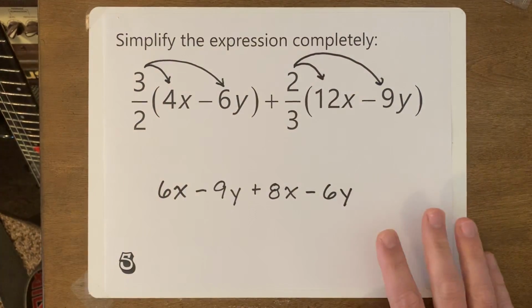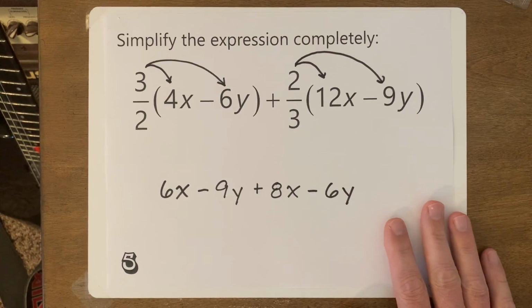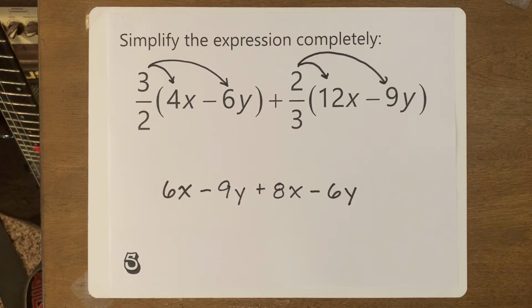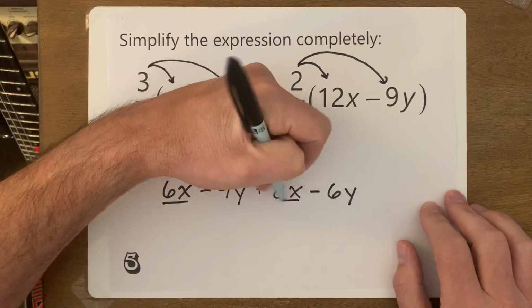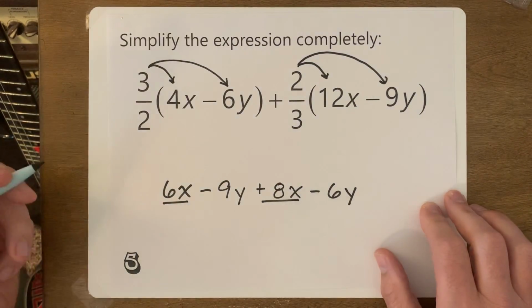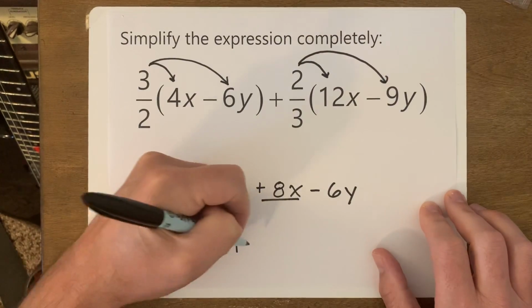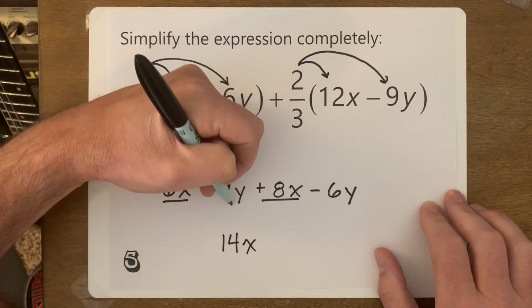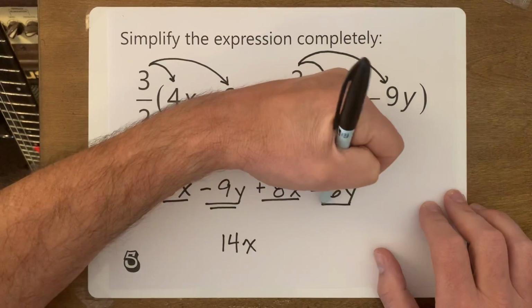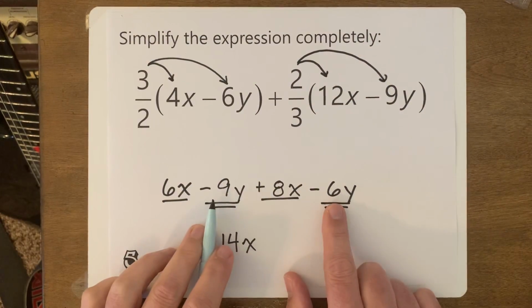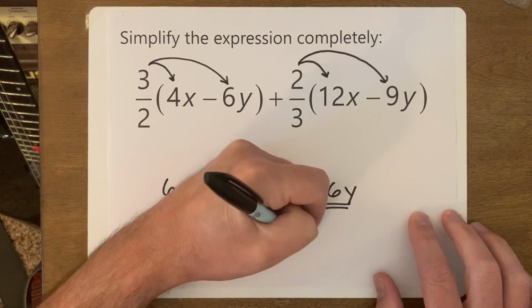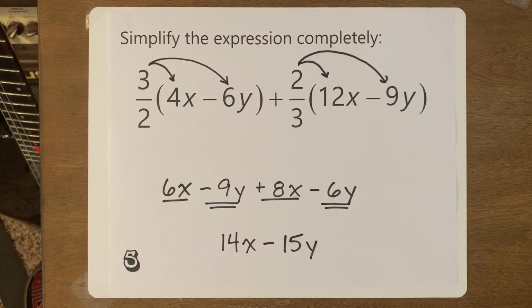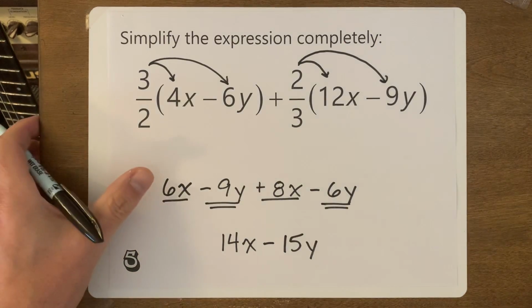And my goal here is to pay attention to what I'm doing every step so I don't make a silly mistake. All right, so let's take a look. I have 6x and 8x. So to me, that would be 14x's altogether. And then I have a negative 9y and a negative 6y. So if I combine those, I would have a total of negative 15y. And that would be my final answer for that one. So fractions really aren't that big of a deal.